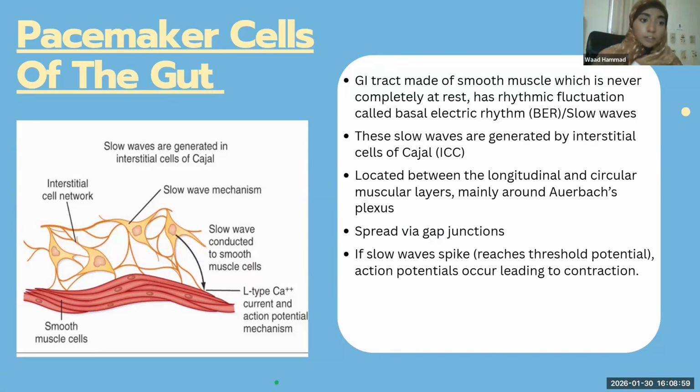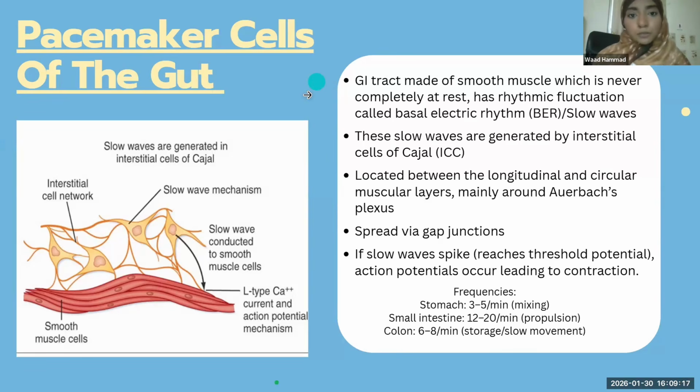But if a stimulus causes it to contract and the slow waves suddenly increase and cross the threshold potential, which is what you need to pass in order to create an action potential, then a contraction occurs. But normally it's not contraction. Normally it's just slow waves like that. Okay, so that's it for the slow waves.